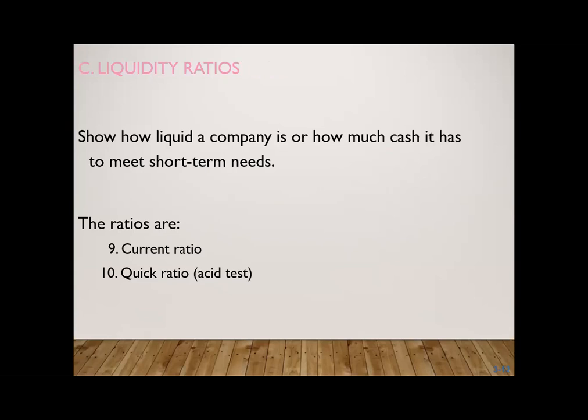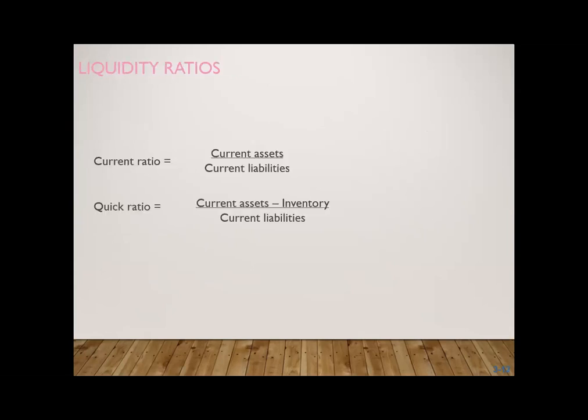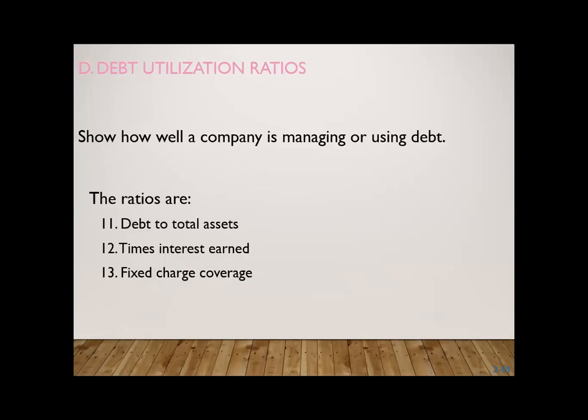And now we have liquidity ratios, and with liquidity ratios, we are measuring whether or not the company will be able to meet its short-term obligations, right? So the current ratio looks at current assets versus current liabilities, and the quick ratio, which is a more stringent or tighter measure, looks at current assets less the most illiquid of those current assets, which is inventory, divided by current liabilities.